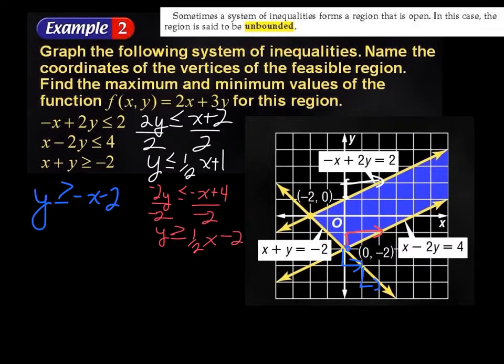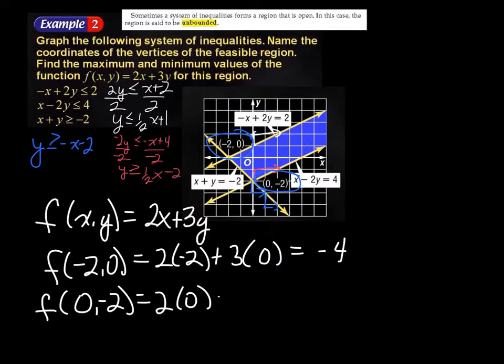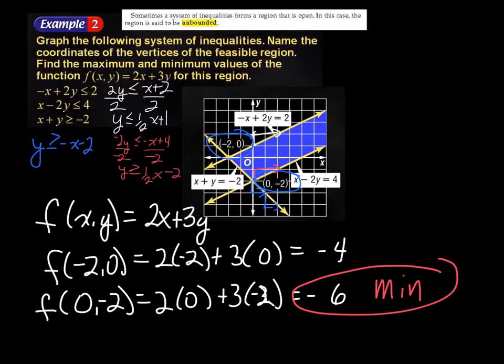So this is an unbounded region, so I only get 2 vertices. When I substitute in negative 2 for x, we're going to have 2 times negative 2 plus 3 times 0 for y. So we get negative 4 and 0 for x, negative 2 for y. We get negative 6. So our minimum value is negative 6 at 0, negative 2, and this is not going to have a maximum value because the region keeps going and going and going.